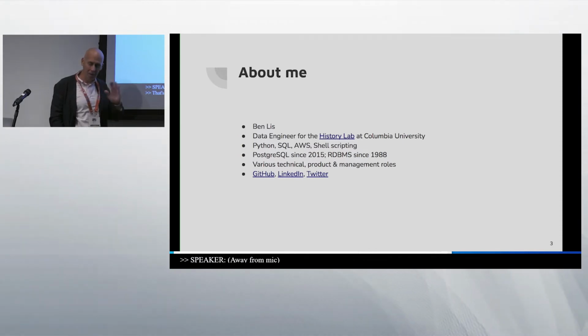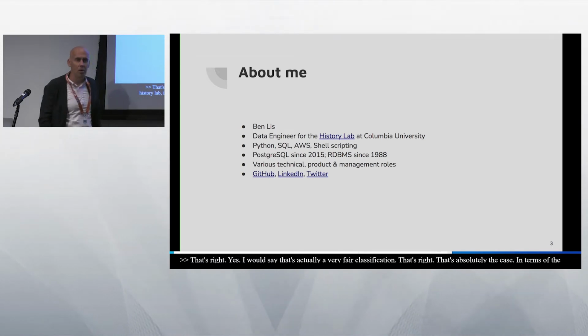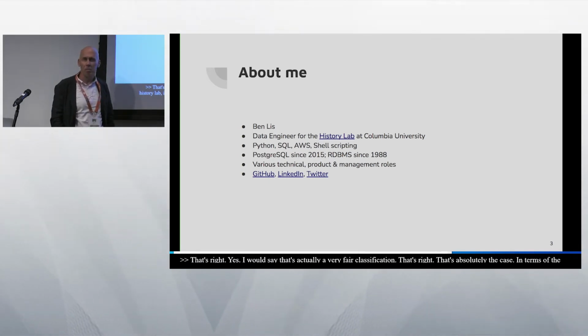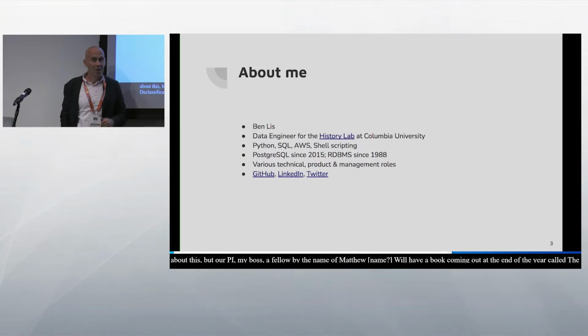But no, in terms of the History Lab, it's way different than that. We only deal with documents that have been declassified. And actually, not to go on too much about this, but our PI, my boss, a fellow by the name of Matthew Connolly, is going to have a book coming out at the end of this year called The Declassification Engine, which talks about a lot of the issues associated with the problems that we're trying to tackle at the History Lab. And it'll be a very timely topic.